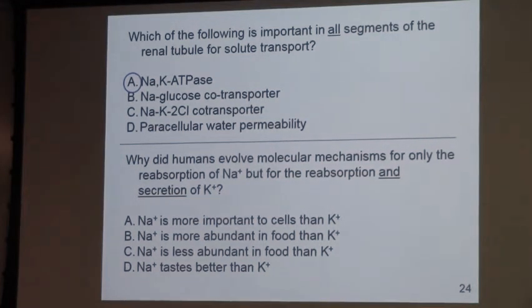Sodium glucose cotransporter is only expressed in the proximal tubule, so B is false. Sodium potassium 2 chloride cotransporter is only expressed in the ascending loop of Henle. So that's false. Paracellular water permeability is only really true in the proximal tubule. So that's false too. Okay, here's the next one. Why did humans evolve molecular mechanisms for only reabsorption of sodium, but for reabsorption or secretion of potassium? Why did we do that?